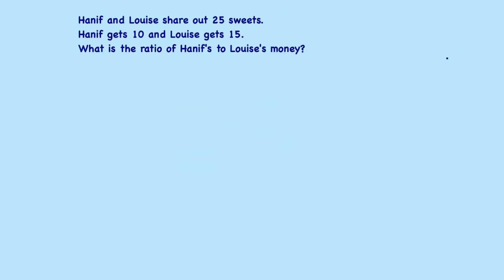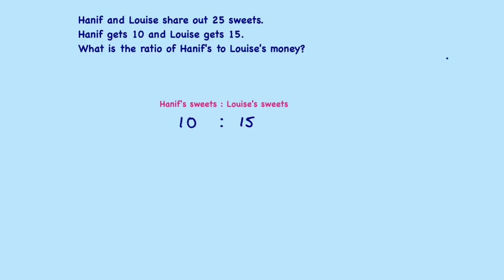So let's have a look at this example. So Hanif and Louise share out 25 sweets. Hanif gets 10 and Louise gets 15. And we'll have to look at the ratio of Hanif to Louise. Now Hanif was mentioned first, so he'll be written first. So Hanif's sweets to Louise's sweets are 10 to 15.